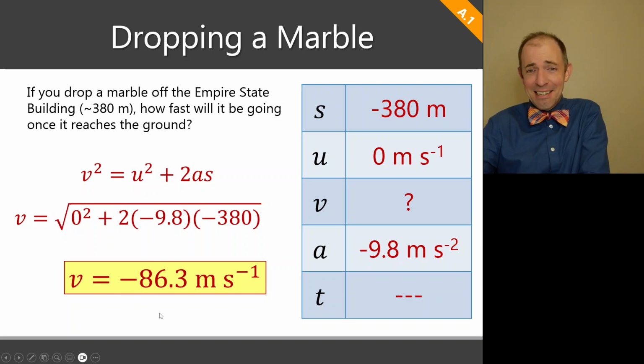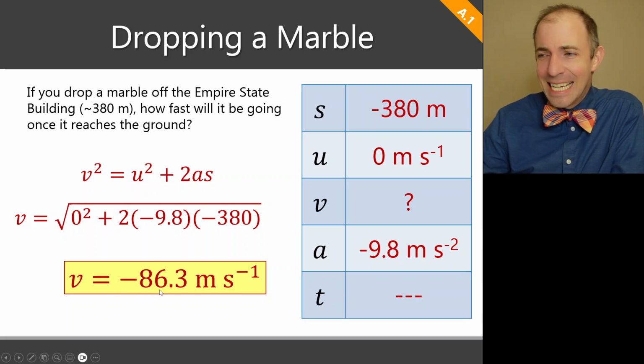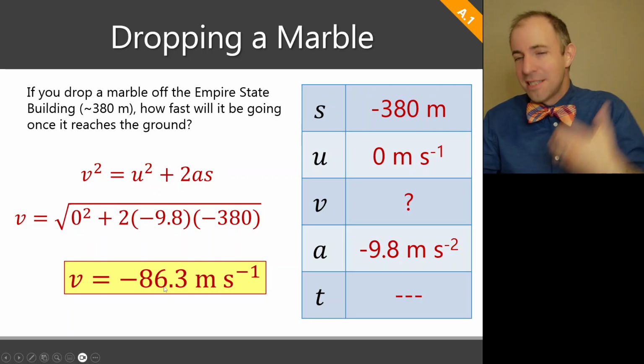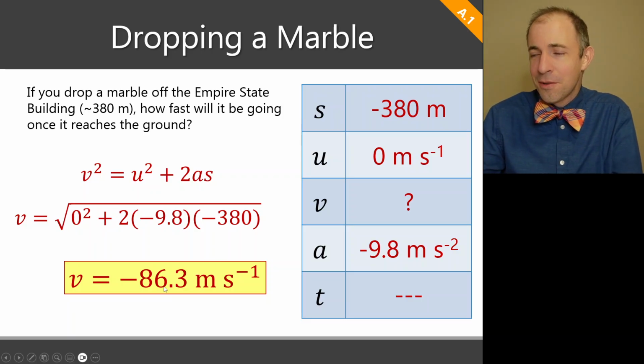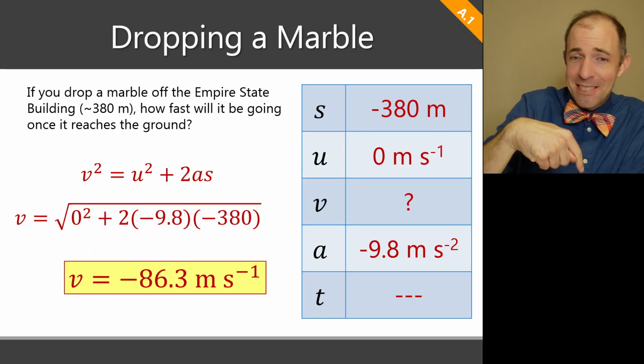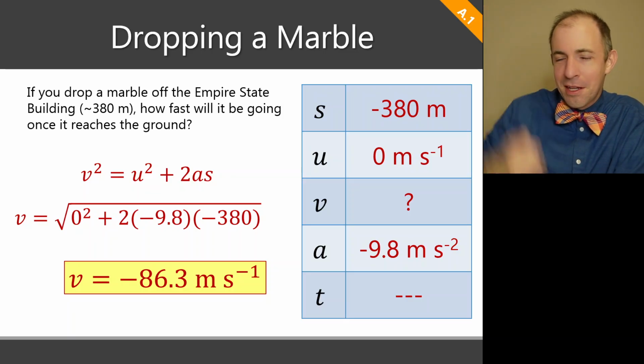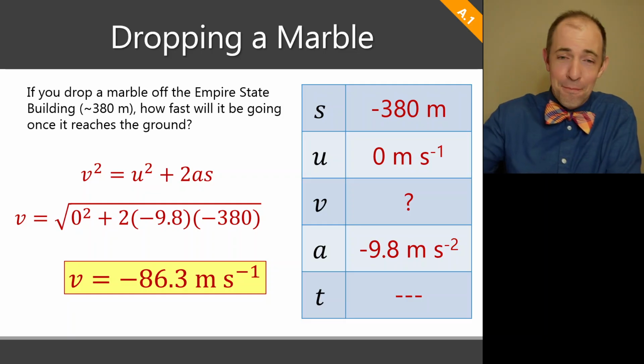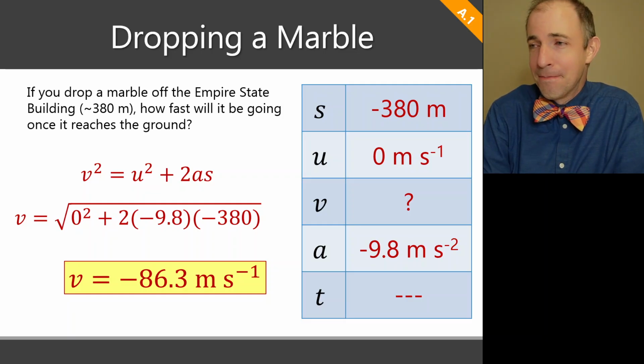Now I've written here negative 86.3 meters per second. The value it will give you is actually going to be positive. But in this case, if we're being consistent again with our directions, down is negative. If this marble is falling off the Empire State Building, it is going to be moving downward. So let's call it a negative 86.3.